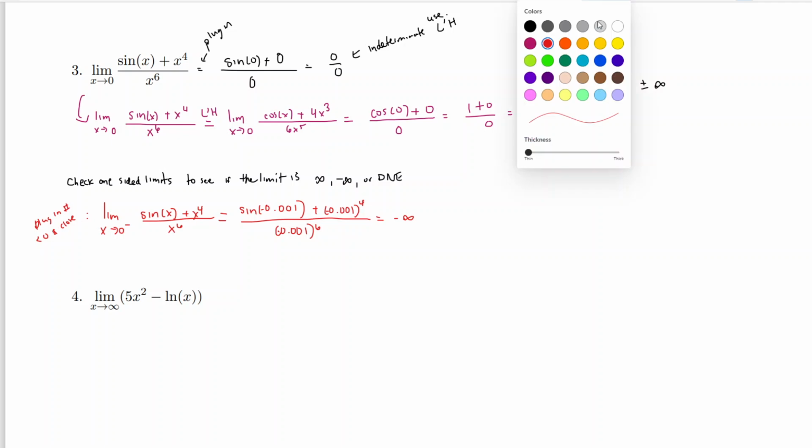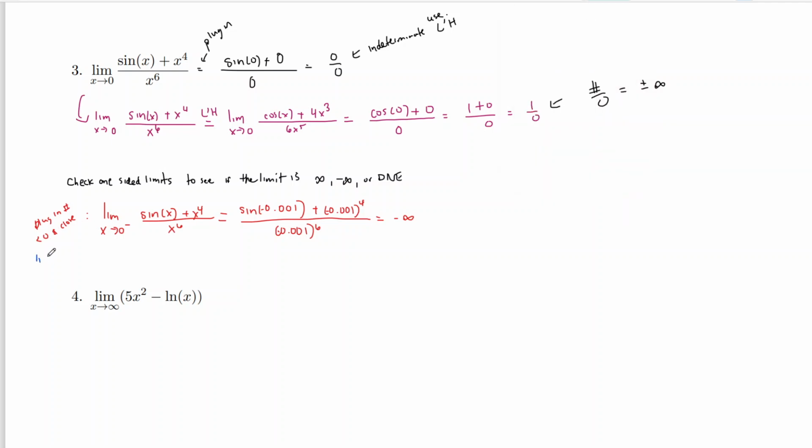And then when we do the limit coming from the right, we're going to plug in a number close to 0 again, but it's just going to be positive. So when we do the limit as x goes to 0 from the right of our original function, I'm pretty much going to plug in the same thing but positive: 0.001 plus 0.001 to the 4th over 0.001 to the 6th. So that's a number greater than 0 and close.